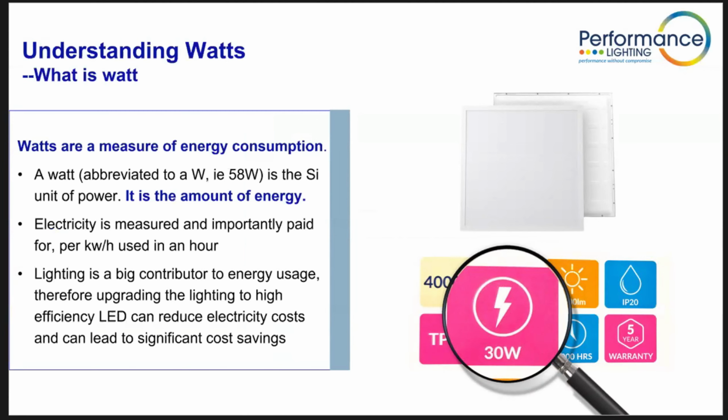Not just lighting. You look at a microwave oven, even a TV, or a heater, or lots of things that you'll see in your everyday life will have the wattage on, because that's the amount of energy and power it's using to make it operate, basically. Electricity is measured, and due to current energy costs, most importantly paid for per kilowatt hour. What that means is how many kilowatts, which is 1,000 watts, are used in the hour.